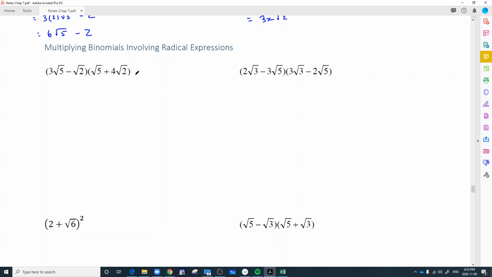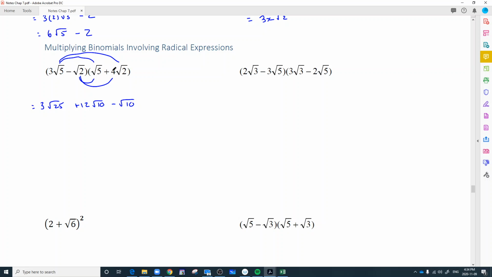All right, going a step further, if you have binomials that are multiplying, it's still just a giant distribution. We've got 3 root 5 times root 5, which would give me 3 times root 25. Then you've got 3 root 5 times 4 root 2, which would be 12 root 10. Then you have negative root 2 times positive root 5 would give me negative root 10. And then I have negative 1 root 2 times 4 root 2.